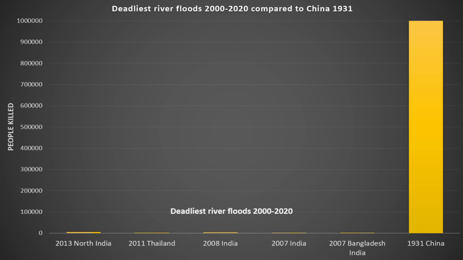If we look at the deadliest river floods of the current century, we see that no flood took more than 5,000 lives. So this river flood in China was 100 times to 400 times more deadly than the deadliest such floods in this century. So what happened in 1931 that made this flood so disastrous, and could it happen again?